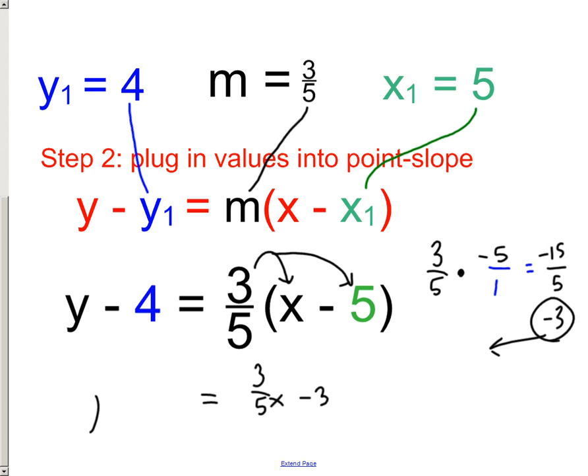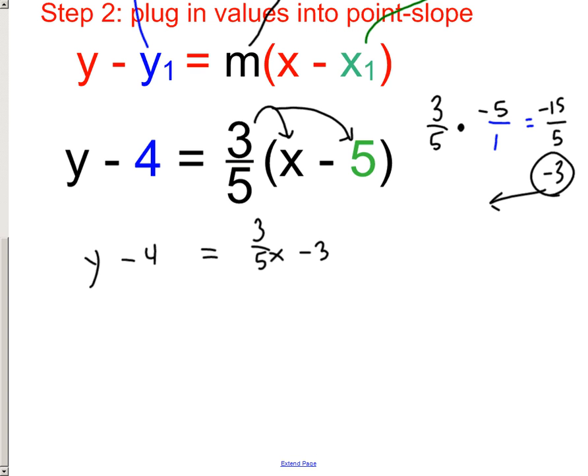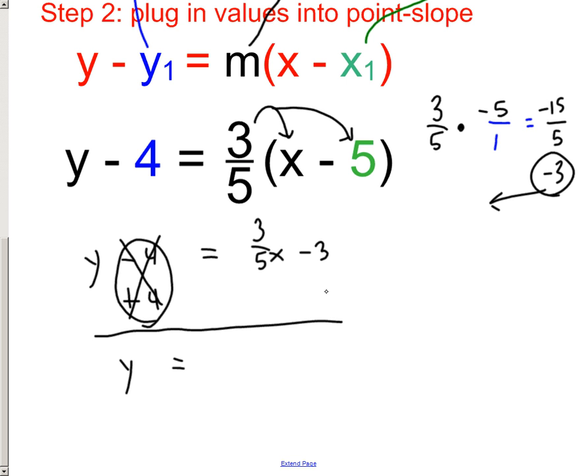We didn't do anything with y minus 4, but now we're set up to where we can just literally say, okay, if I add 4 to this side, that cancels it out, and I'm left with my y by itself there. But I have to add 4 to this side to keep the balance of the equation. So 3/5 x plus 1. That is our equation.